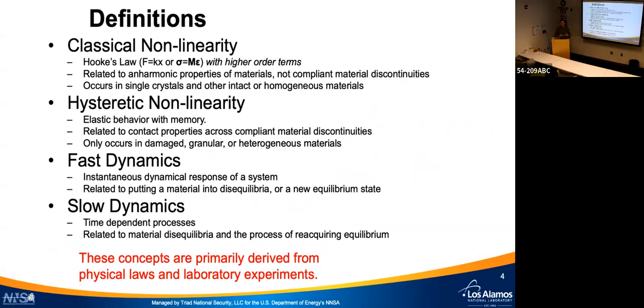If you take even something that's fairly homogeneous, like a metal bar, and you heat it up, for example, it would have different properties. Those are kinds of anharmonic properties.